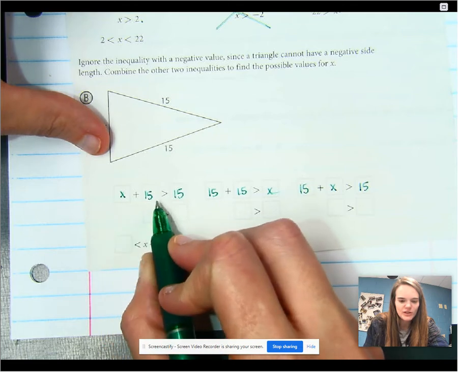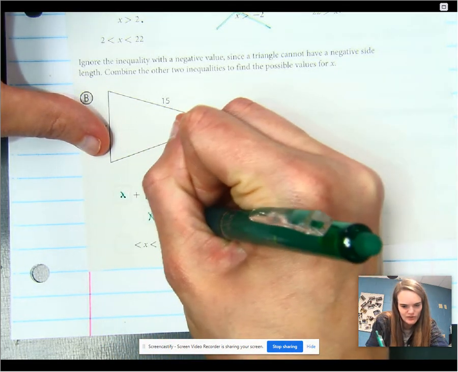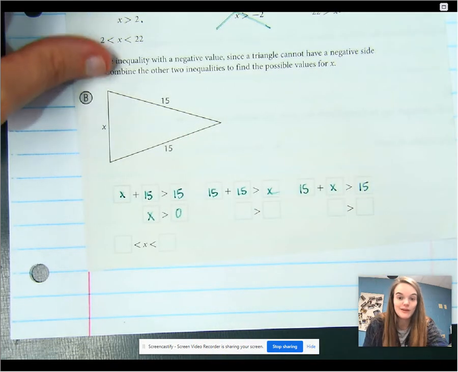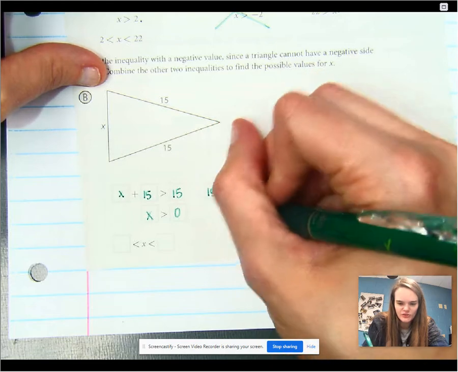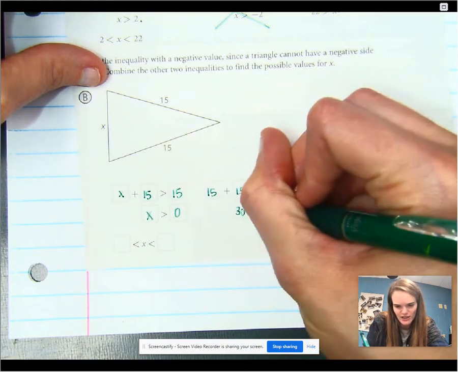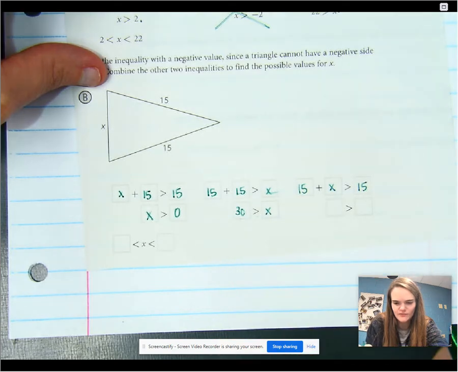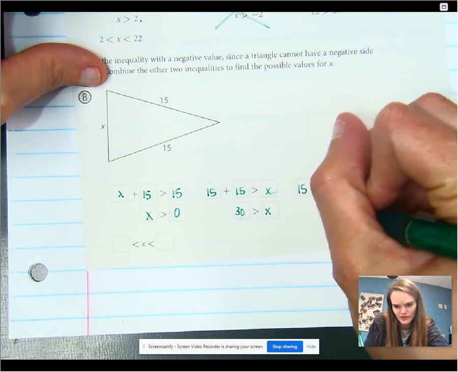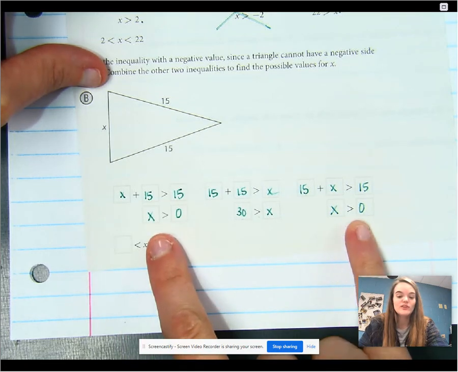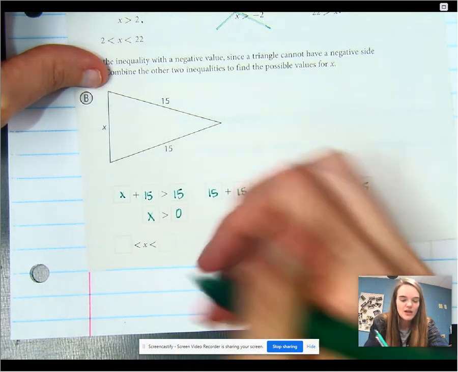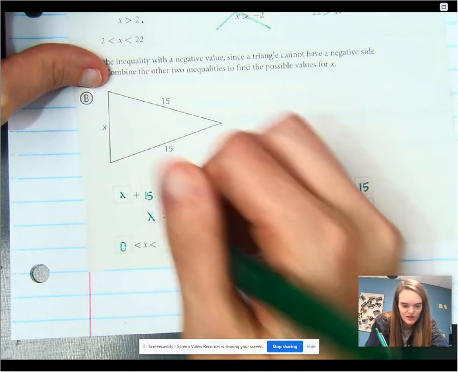X plus 15, I'm going to move the 15 over. X has to be greater than 0. Okay, that makes sense. Our side length has to be greater than 0. 15 plus 15 is 30. 30 has to be greater than x, meaning that the side length has to be less than 30. Okay, move this over. X is greater than 0. I don't have a negative to ignore, but I do have this twice, so I'm only going to need it once. I'm going to put 0 is less than x is less than 30.